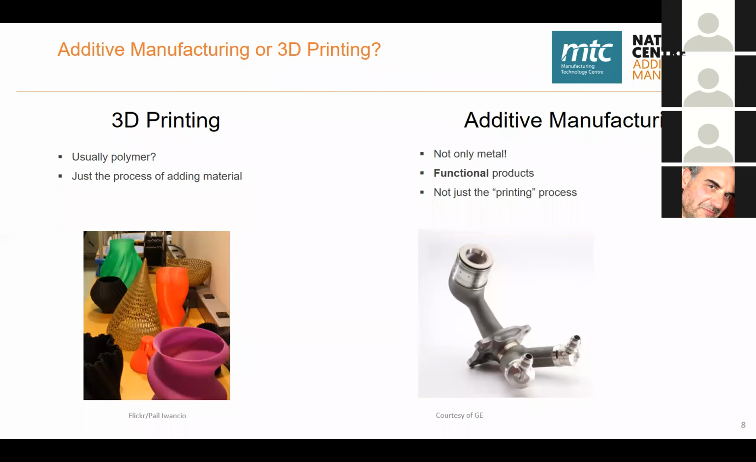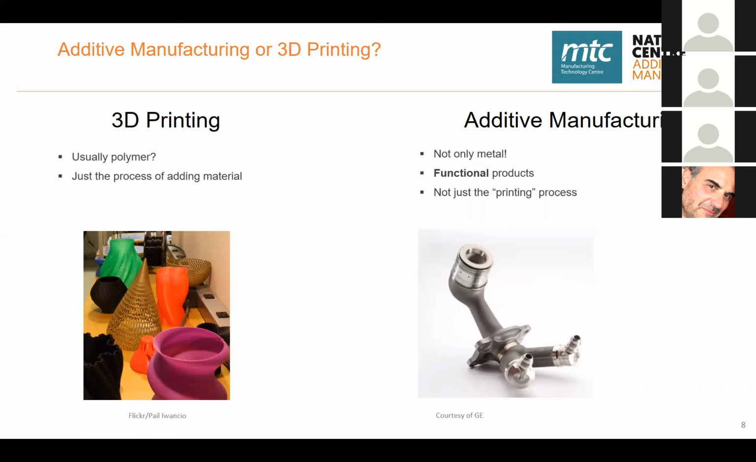First of all, we wanted to make a distinction between 3D printing and additive manufacturing. Usually 3D printing is associated with polymer. It doesn't need to be completely polymer, but usually it is associated with desktop printing. You will hear me use it several times during the presentation today, and what we mean is basically the process of adding materials. But when those parts that we are 3D printing are going to be used in a functional way, for a specific objective.